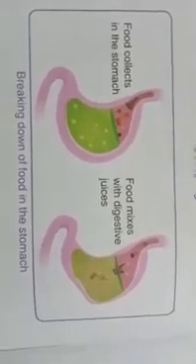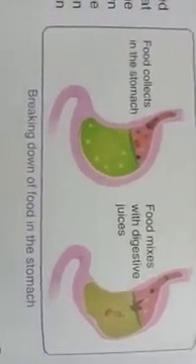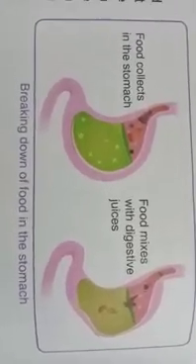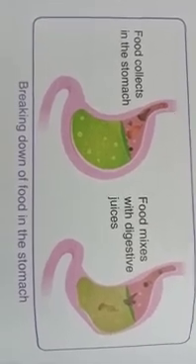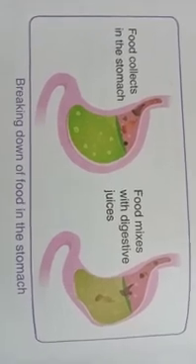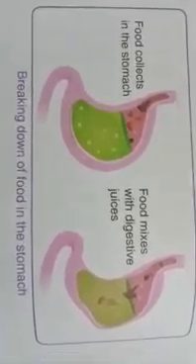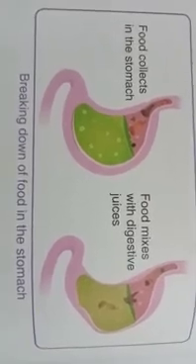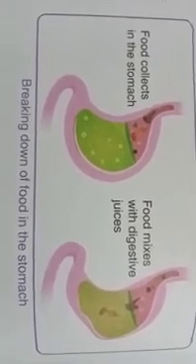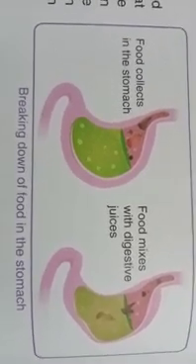So can you see this picture, children? Our stomach is muscular and also it is a J-shaped sac. Okay, it is a J-shaped sac and there is also digestive juice in it. Can you see this? The green color liquid. Yes, that is digestive juice.